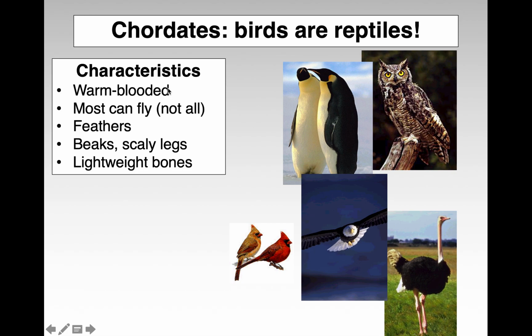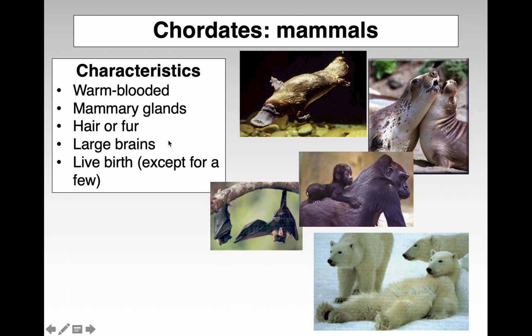They're warm-blooded. So this means that they spend a lot of energy maintaining a constant internal body temperature, just like the mammals. Most of them can fly, they have feathers, scaly legs, etc. Then we have the mammals, warm-blooded. We have mammary glands and hair and fur.